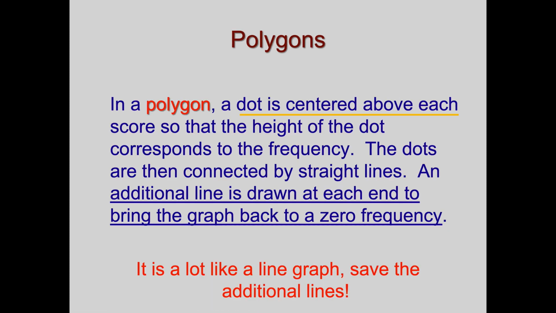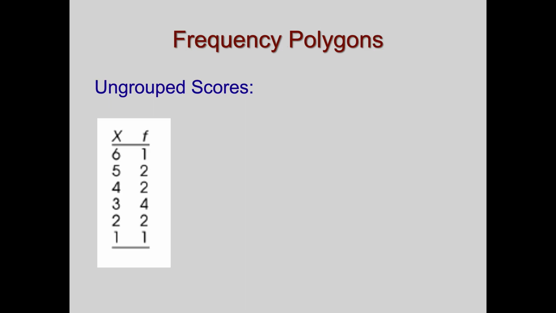Now, frequency polygons. Pretty simple. In a polygon, a dot is centered above each score so that the height of the dot corresponds to the frequency. All right, it's a lot like a line graph. I know that sounds complicated, but it's not. It's a lot like a line graph, but the difference is that an additional line is drawn to bring this line graph back to the polygon graph, back to the 0 frequency. Show you what I mean.